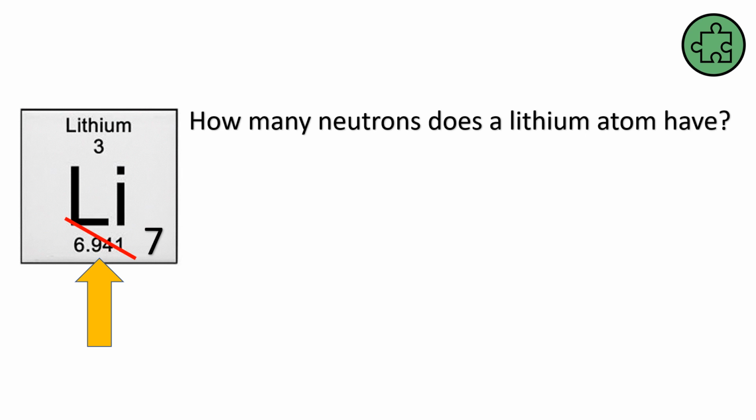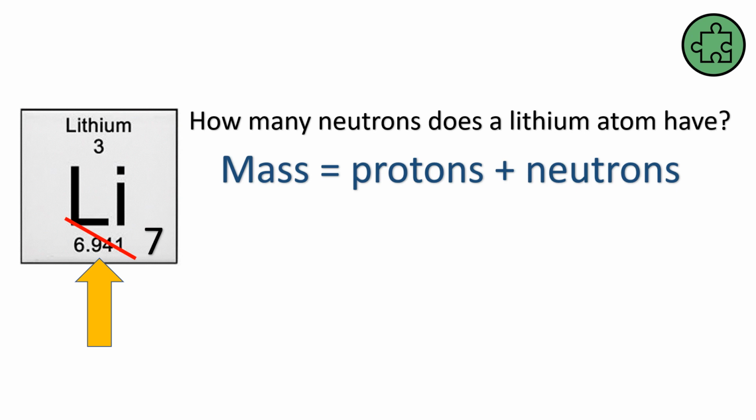You know that neither of those numbers, not the 3 and not the 7, tell you the number of neutrons. But you should know that the mass is the number of protons added to the number of neutrons. Do I know the mass? Yes, 7. Do I know the number of protons? Yes, 3, the top number, the smaller number.